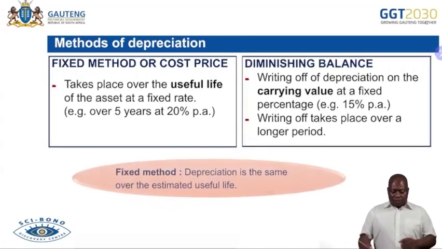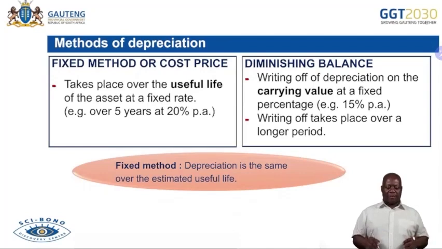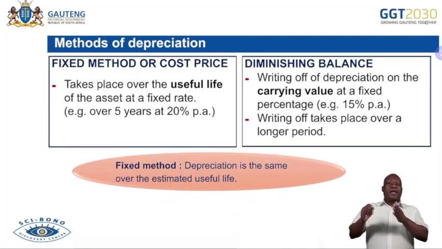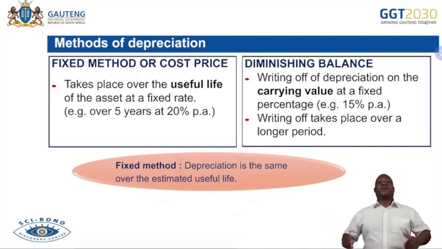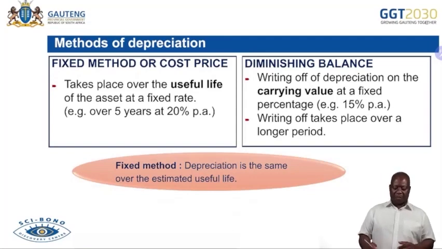Now, please remember, with the fixed method, depreciation is the same over the estimated useful life of the asset. So if you buy a vehicle for 200,000, for example, and you are going to depreciate it over 5 years, it means the vehicle is losing an equal amount of money every year for the 5 years. That is the fixed method, the cost price method.